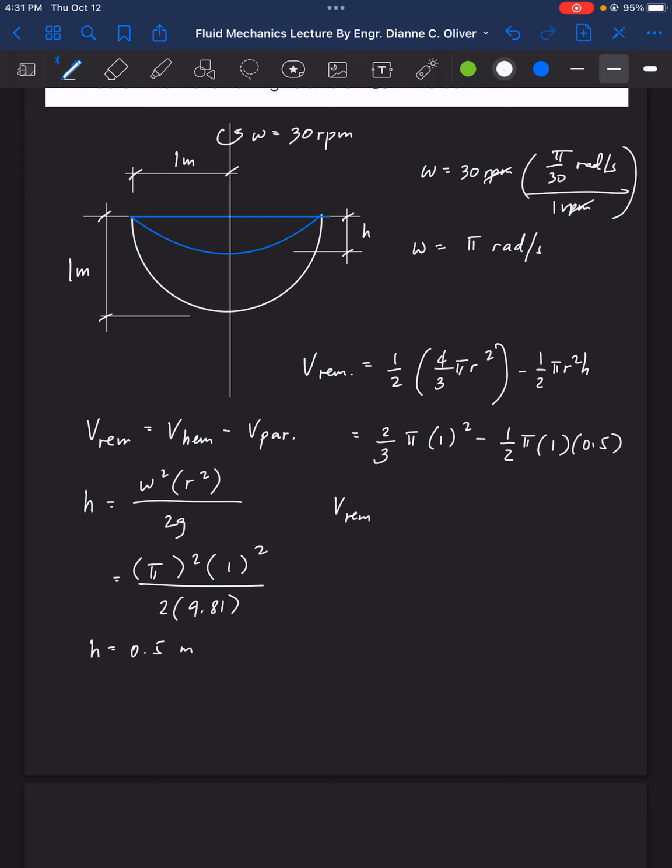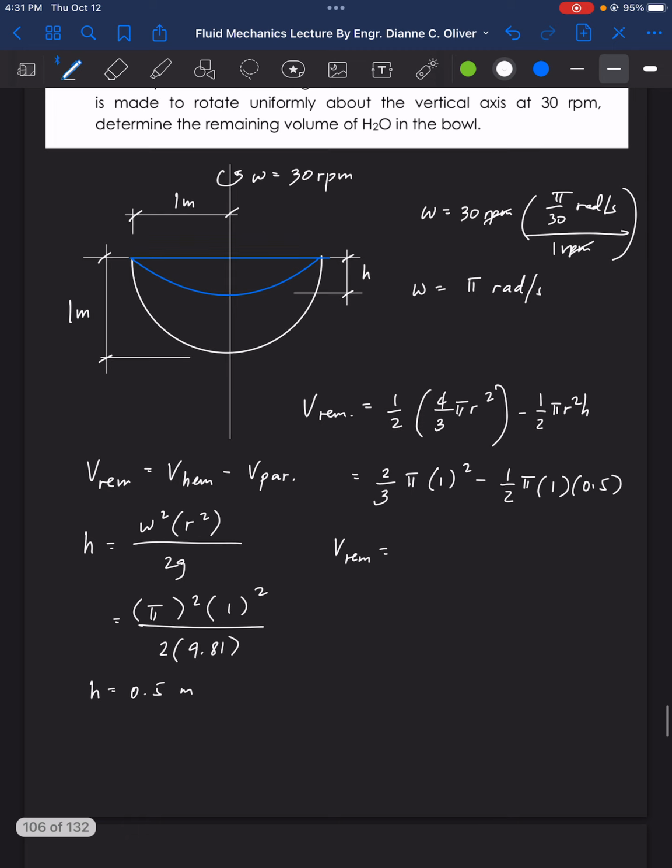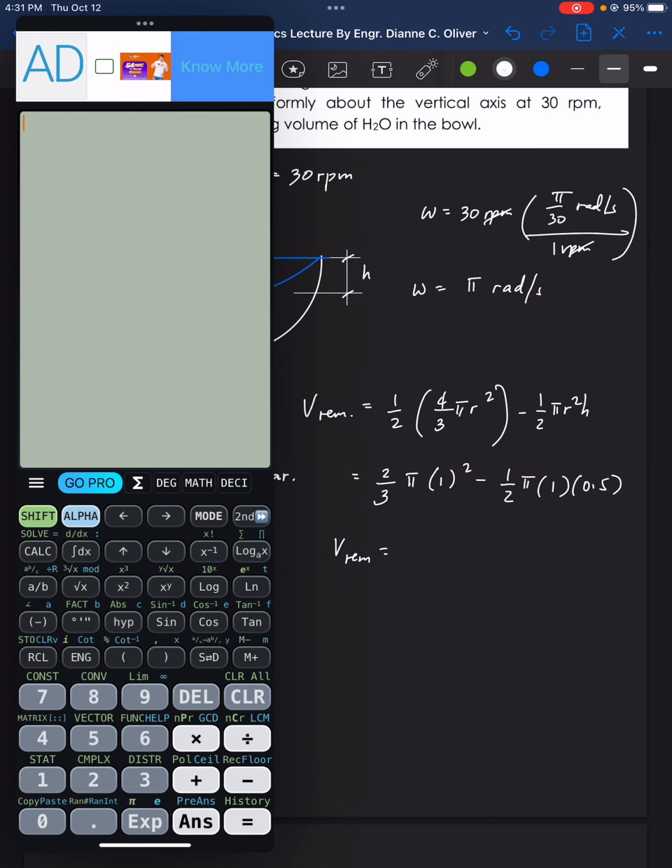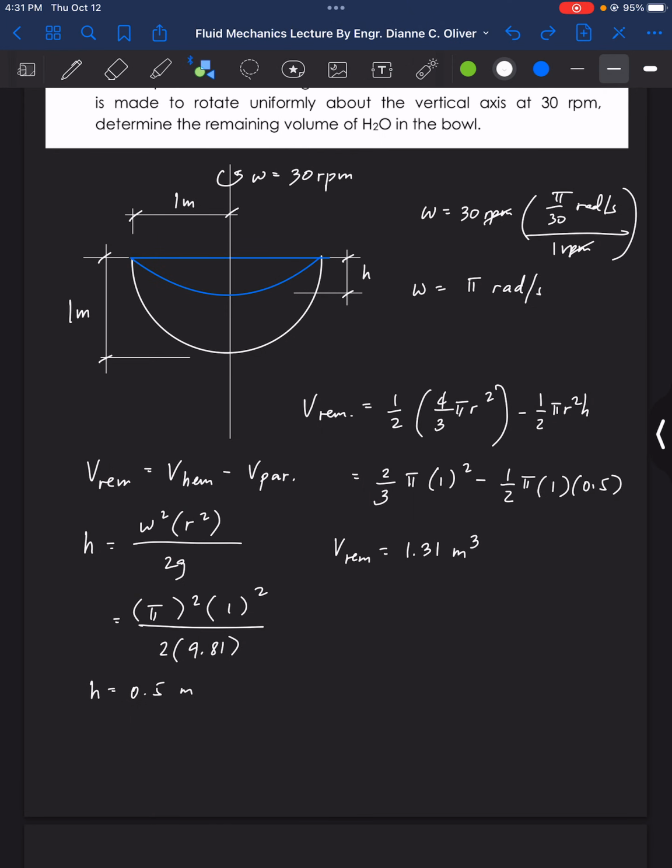So volume remained is now equal to 2/3 of pi minus 0.5 times pi times 0.5, that is 1.31 cubic meter. So that's for number 3.